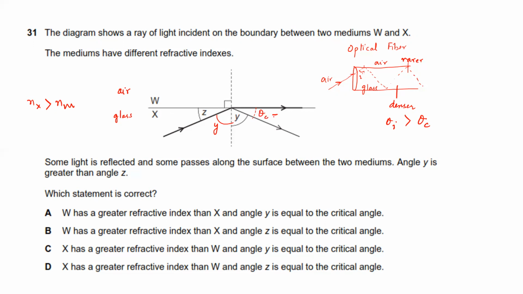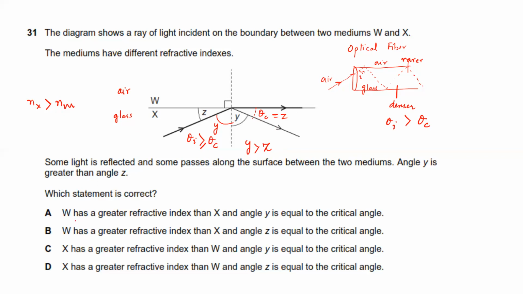So theta C is equal to Z. The angle of incidence theta I should be greater than theta C. So it means that Y should be greater than Z, or the angle of incidence should be greater than or equal to the critical angle. That is the case when we have total internal reflection.